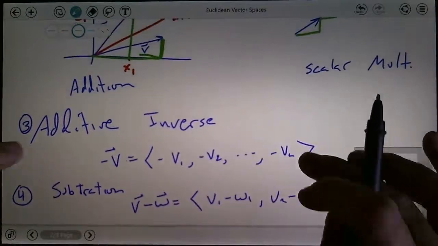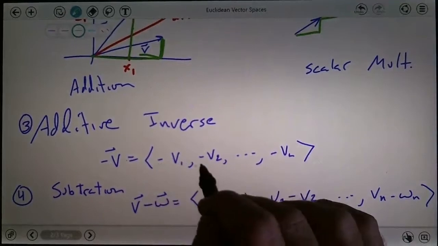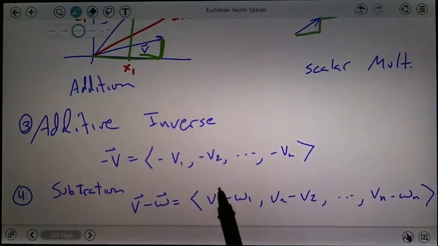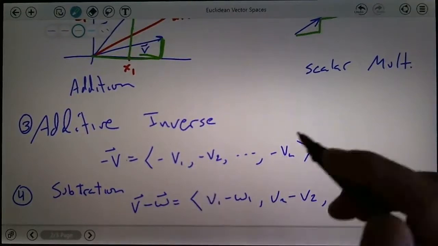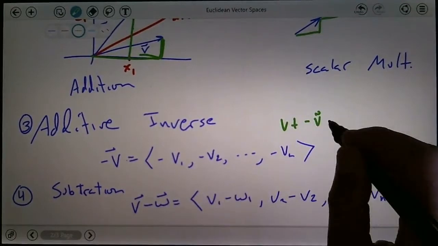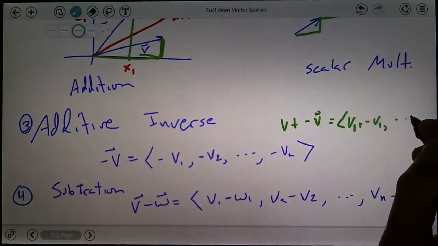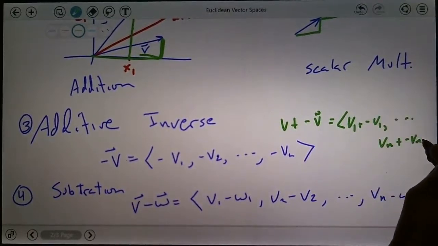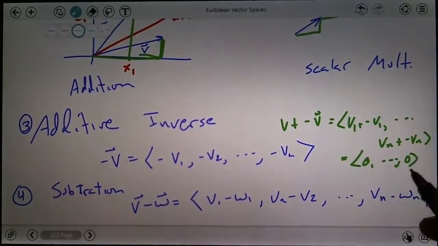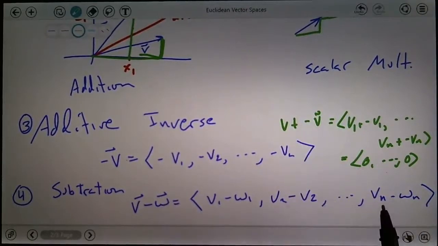Here we go, additive inverses. Notice that for each vector I can construct a vector where I just make the signs of all the components the opposite of whatever they were. This would be the additive inverse. Notice if I did v plus negative v, I'd be adding v1 plus negative v1, all the way up to vn plus negative vn, which is maybe easy to see is just the zero vector. And that's the definition of an additive inverse. If you add it to the thing you started with, then you end up with the zero vector.